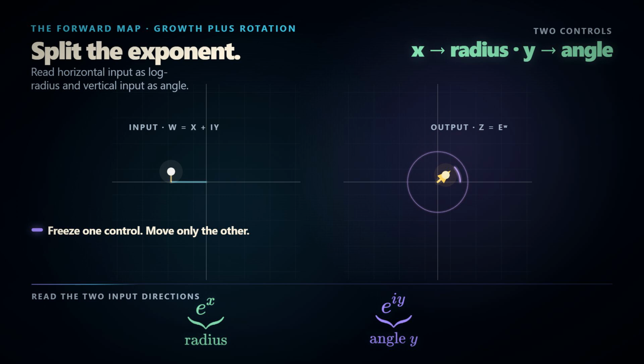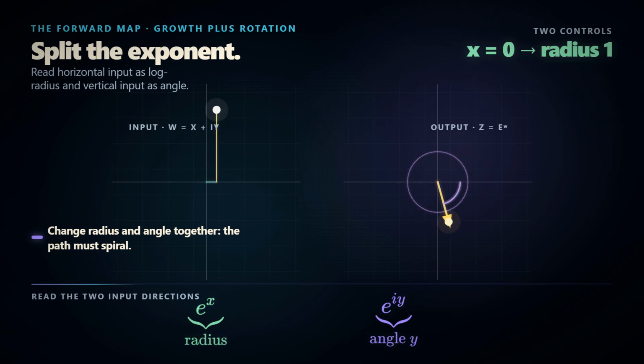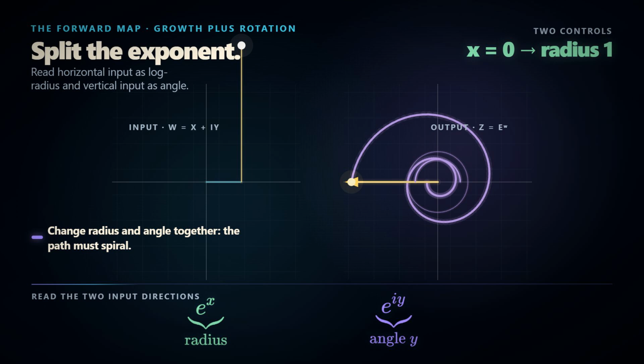Hold y fixed and slide x. The output z follows one ray. Increasing x enlarges its radius, while decreasing x draws it inward without reaching 0. Reset x to 0 and slide y. The radius stays 1 while the arrow rotates. Move x and y together along a slanted line. Scaling and turning happen together, so the output traces the opening spiral.